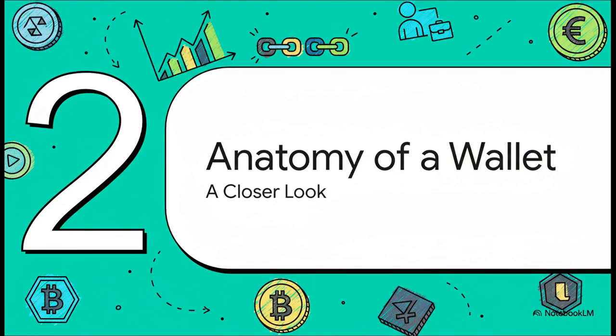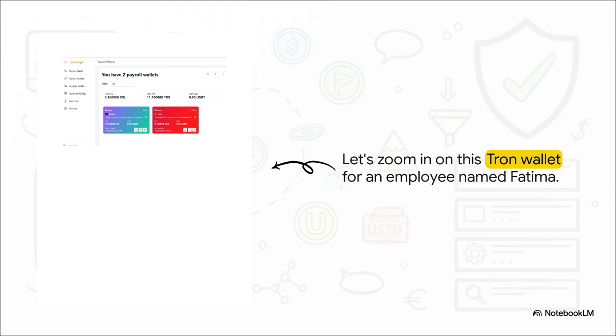We're going to zoom in and really pick apart one of these wallet cards to see what all the details are about. Let's focus on this one here, the red Tron wallet. This card represents a single crypto wallet, and it's for an employee named Fatima. You can see right there it says Tron. That just means it's running on the Tron blockchain. That's its home network, basically.